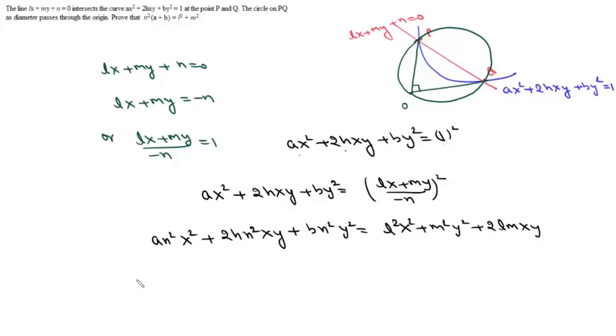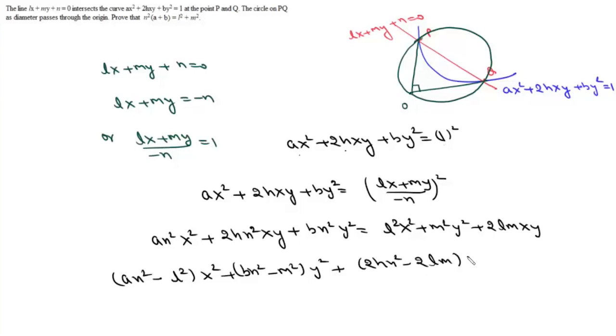Now we can write this equation as AN square minus L square X square plus BN square minus M square Y square plus 2HN square minus 2LM XY equals 0. Now we know that a pair of straight lines is perpendicular if the sum of coefficients of X square and Y square is 0.